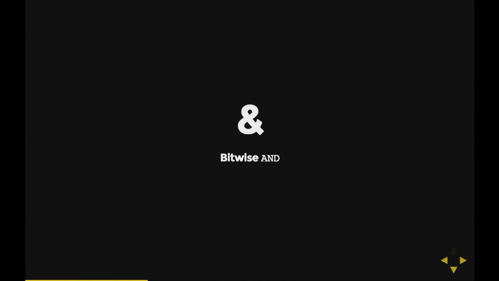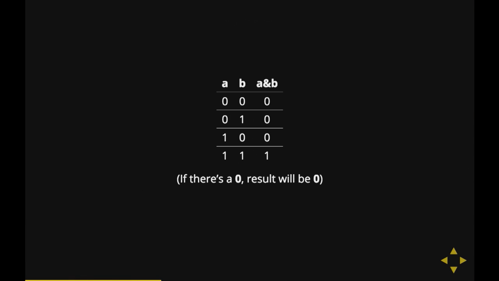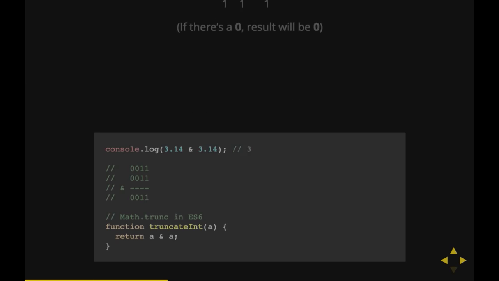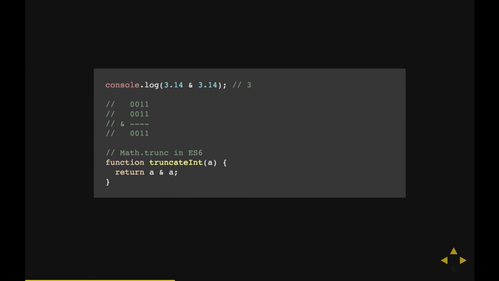And we have the AND, first of all. This is a truth matrix of it. So A AND B equals A and B. If there's a zero, the result would be zero, basically. And a simple trick that you can do with it: if you do number AND number, it gets truncated. Basically, it gets converted to 32 bits, and the decimal part gets dumped outside. It's basically like a truncate.